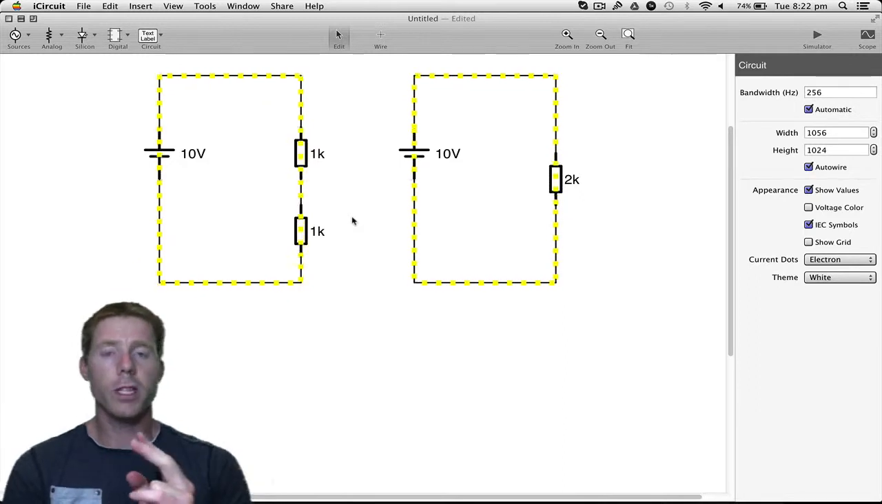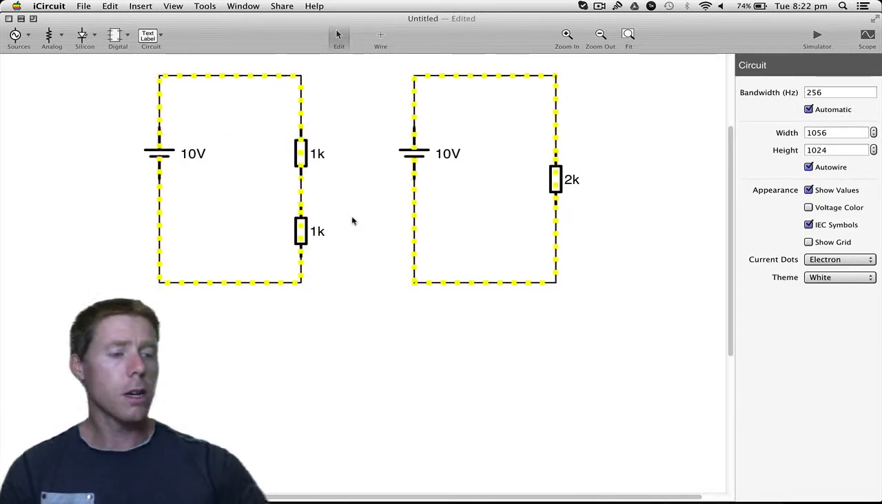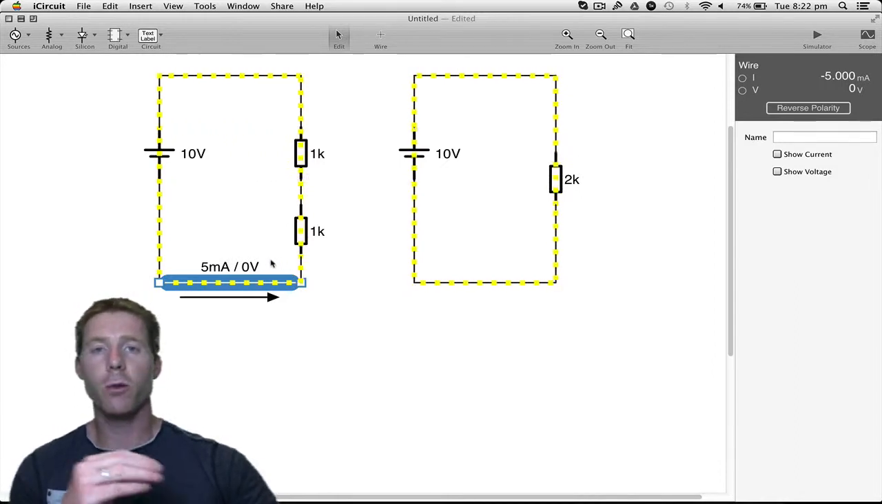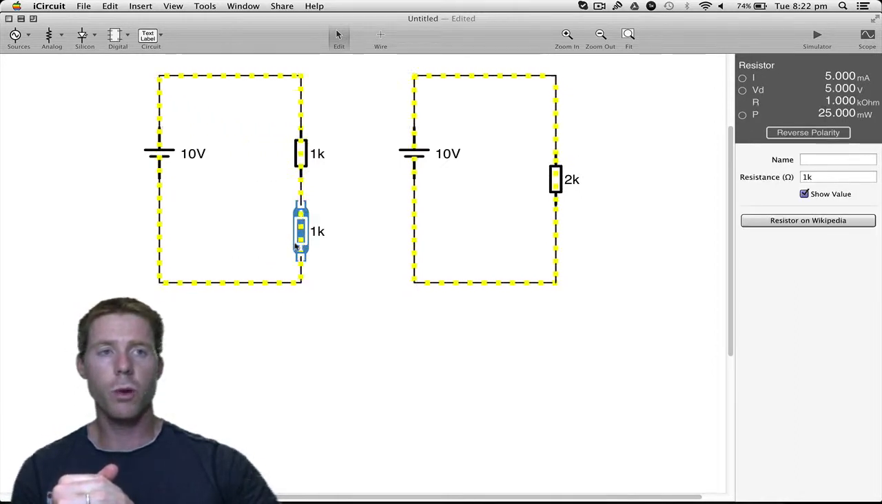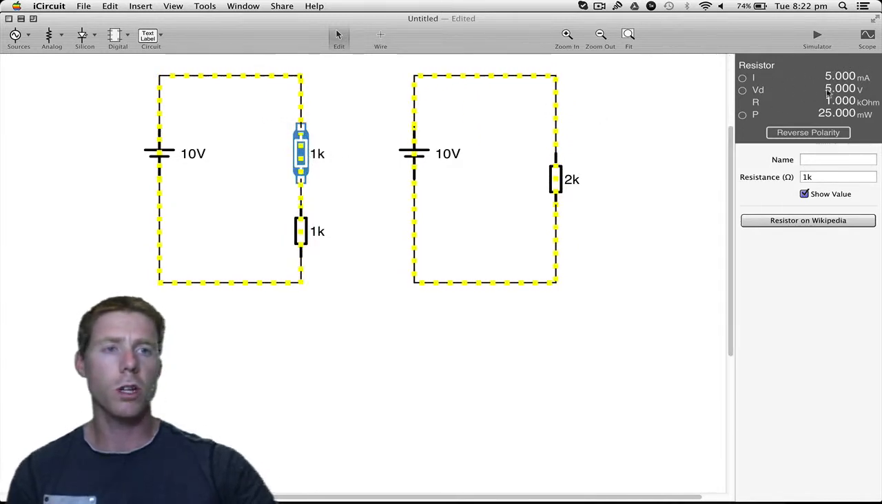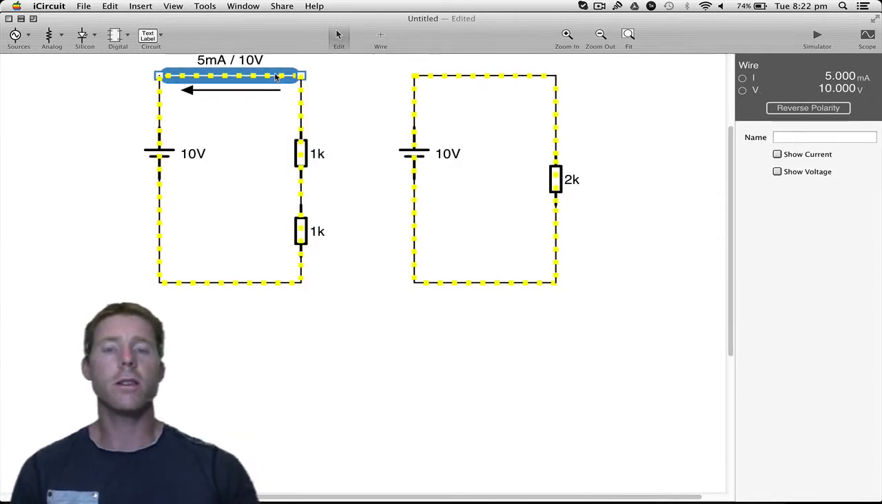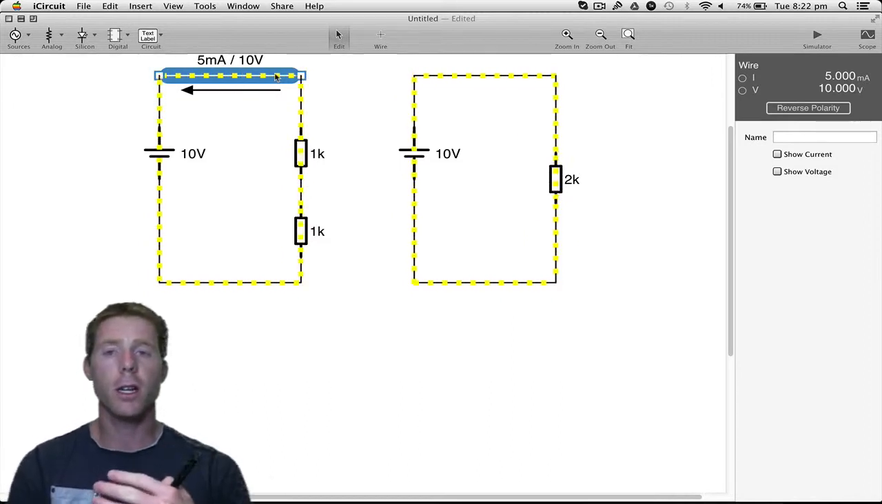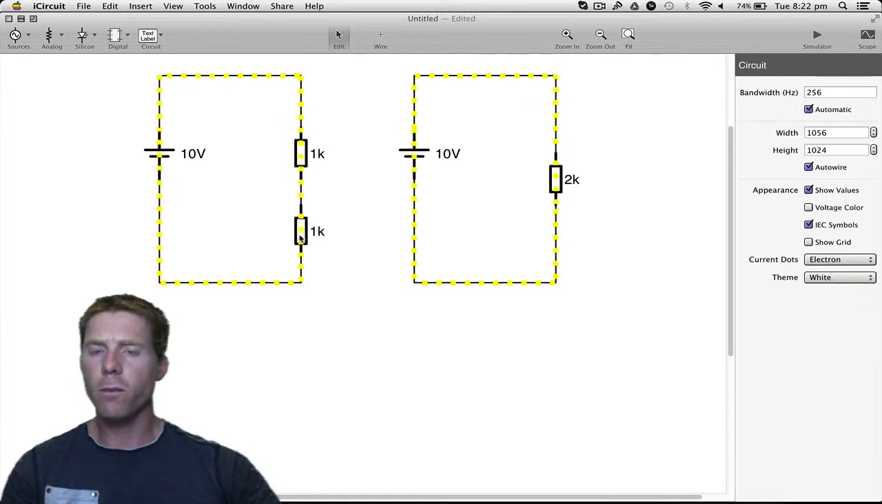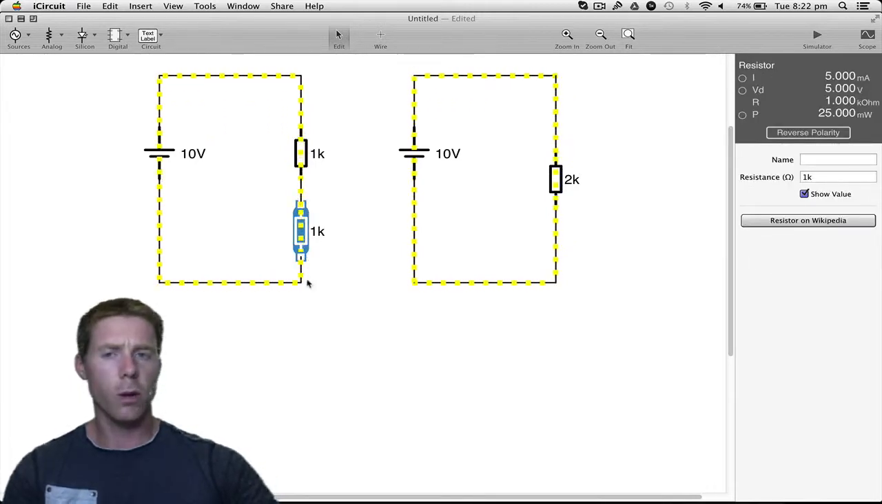Now, one other thing before we get to parallel. In series, the current is all the same through everything. The current through this one is going to be 5 milliamps. You can see over here, the right hand side. The current through this one is 5 milliamps. That's because the electrons only have one particular path that they can go through. Now, if we have 5 milliamps through here, and that is a 1K resistor.